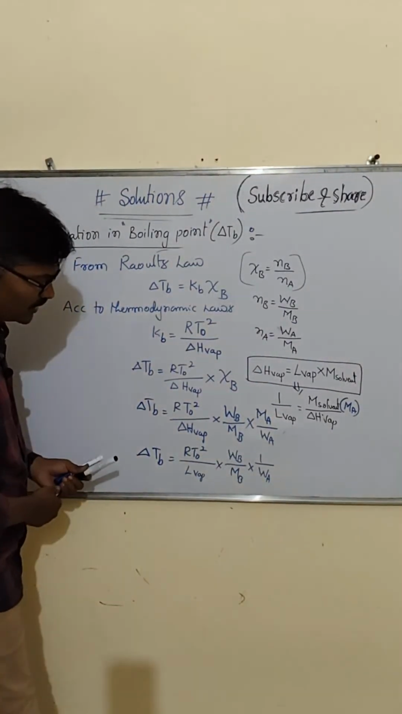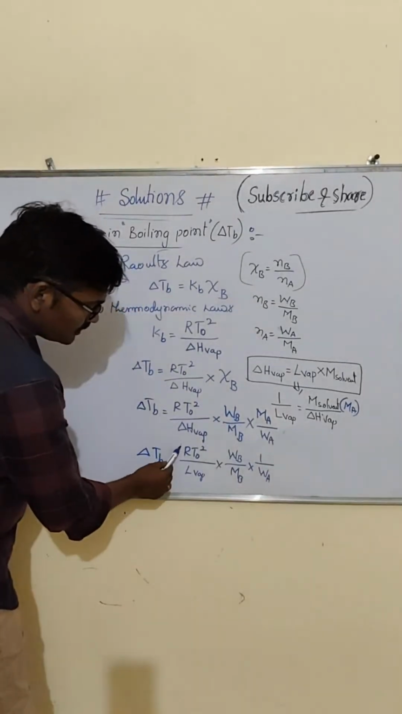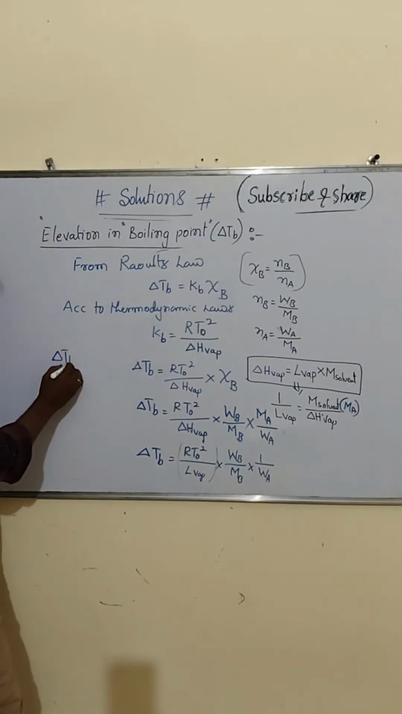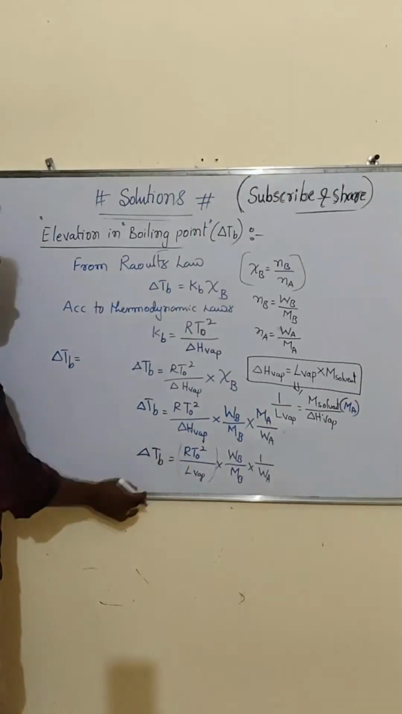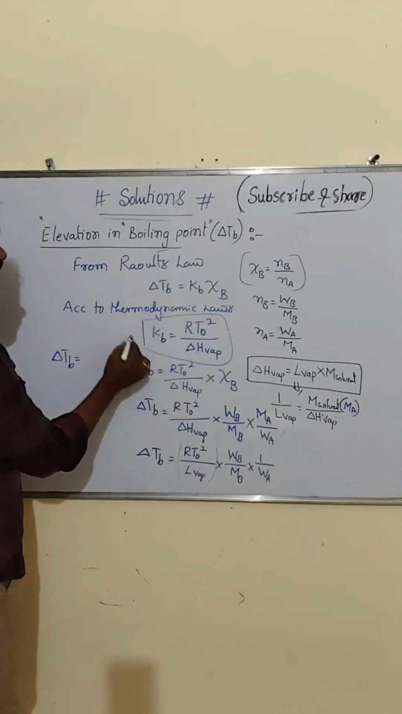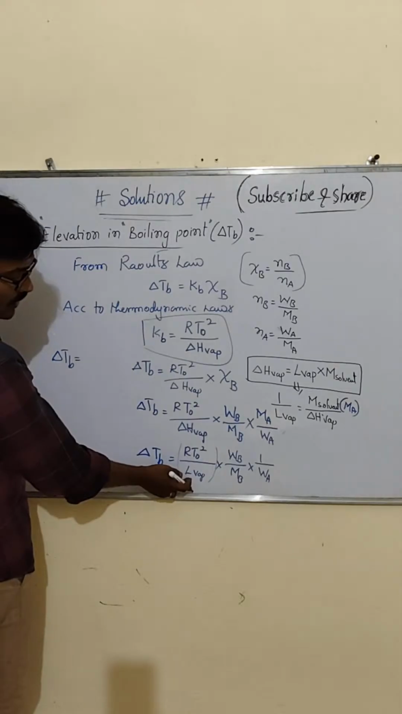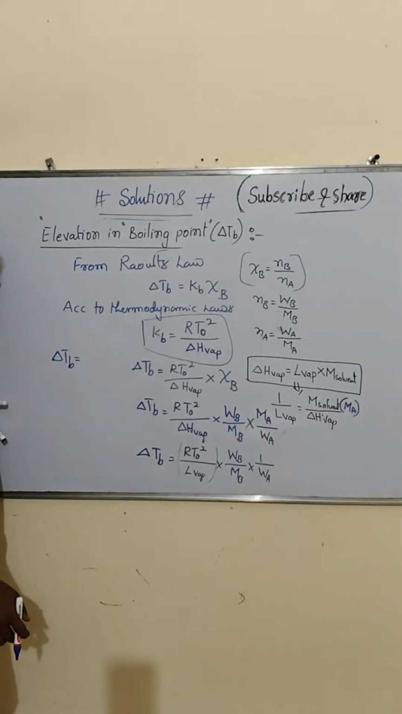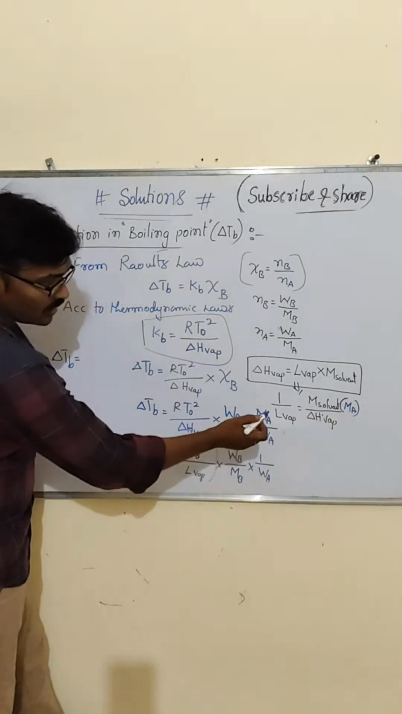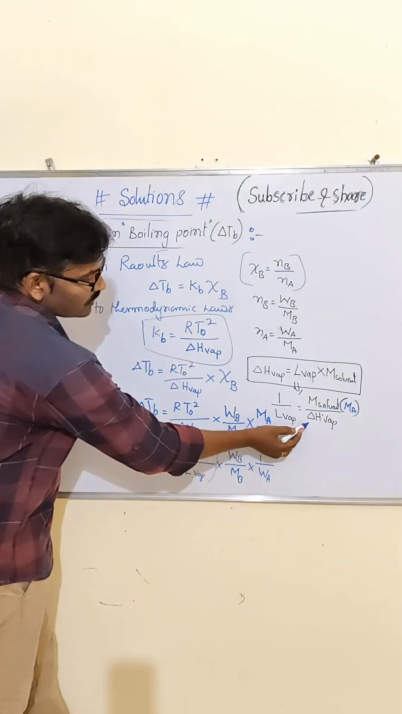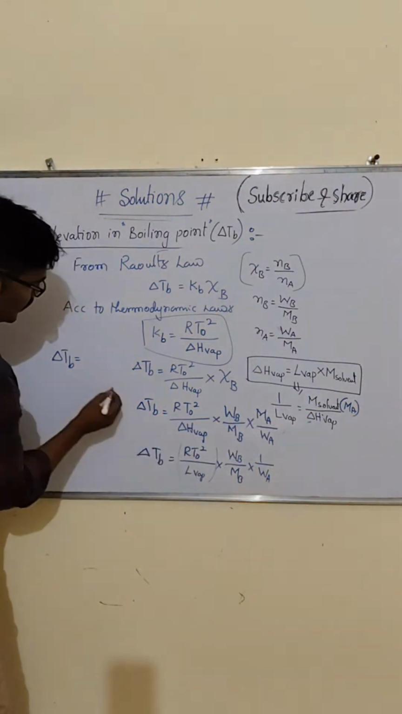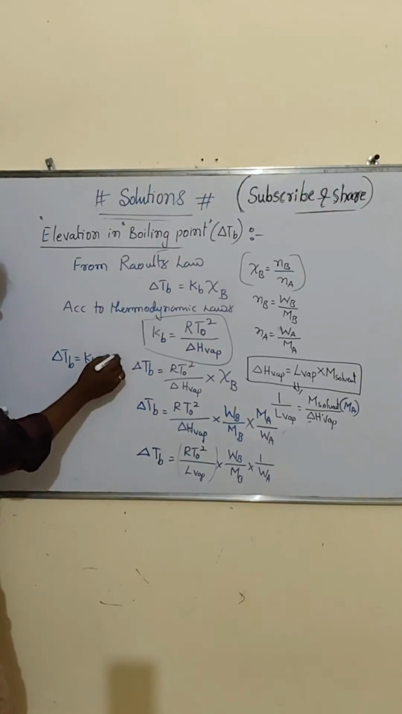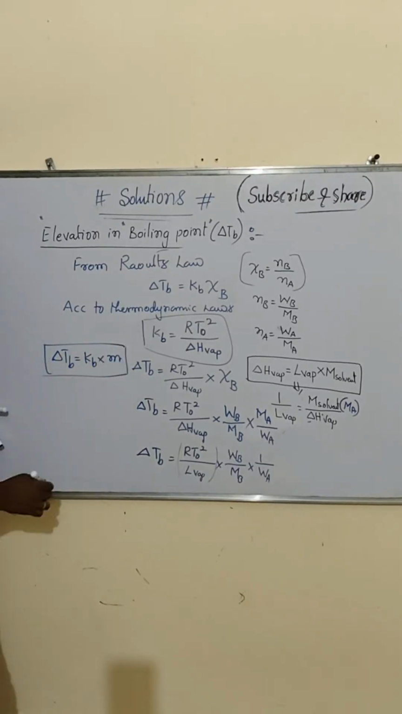So finally we got it. In the place of this, we can substitute delta TB equals KB. In the place of latent heat of vaporization, we can take the enthalpy of vaporization, then molar mass divided by it. So this is totally KB into molality.